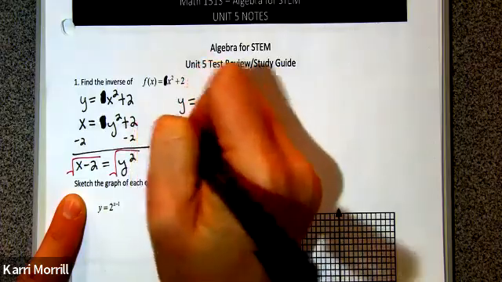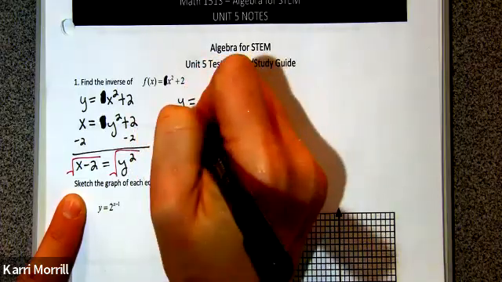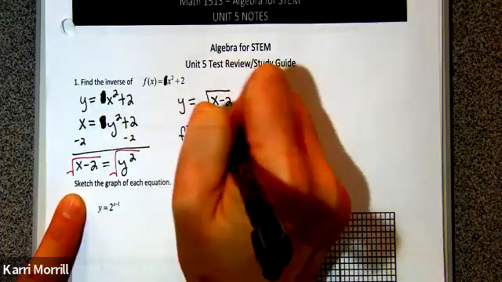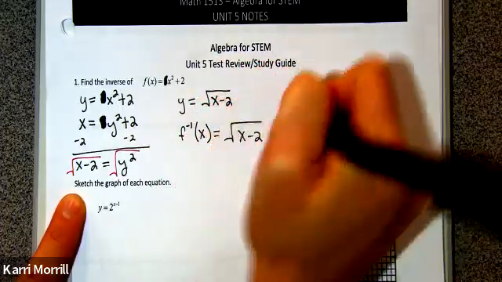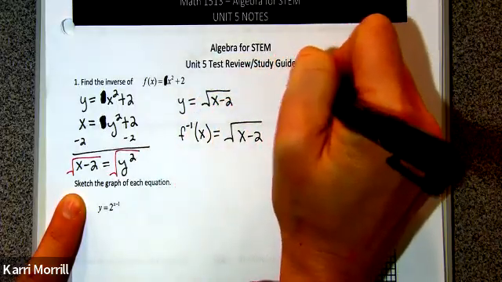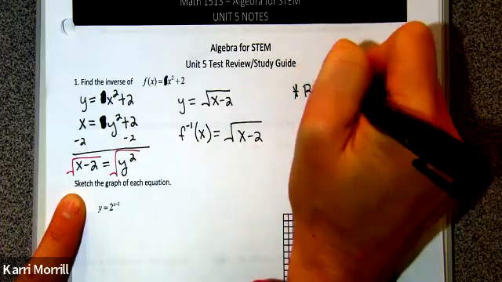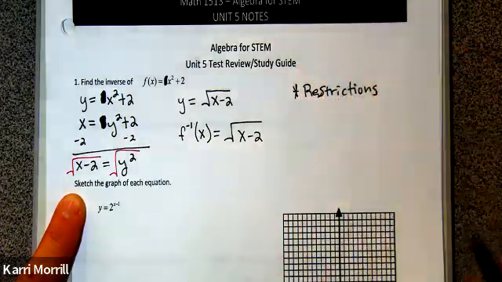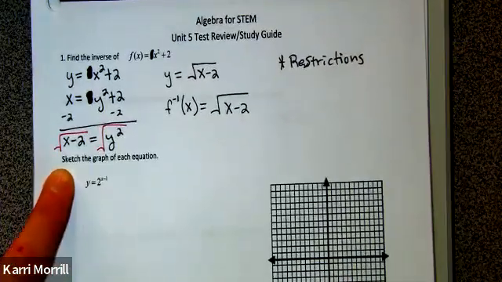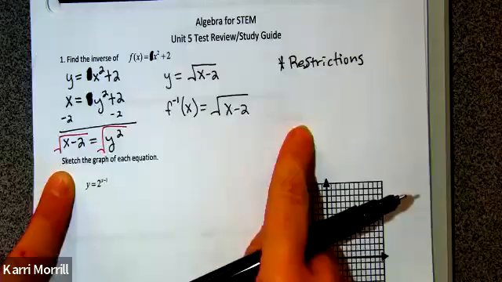Which really, if we write that in inverse notation, that would be f to the negative 1 of x equals the square root of x minus 2. It doesn't say it, but you should state any restrictions, just to go over that for just a minute in case you have one like that on WebAssign. State restrictions. Remember, we don't want a negative number.